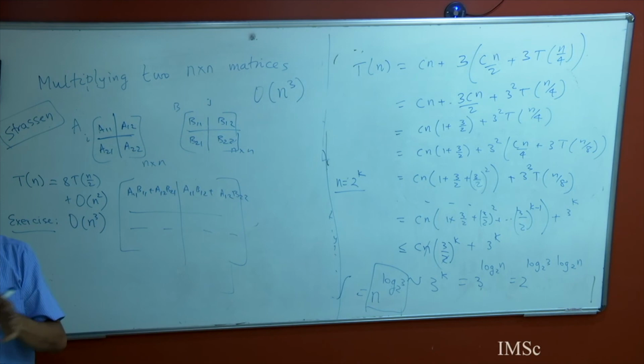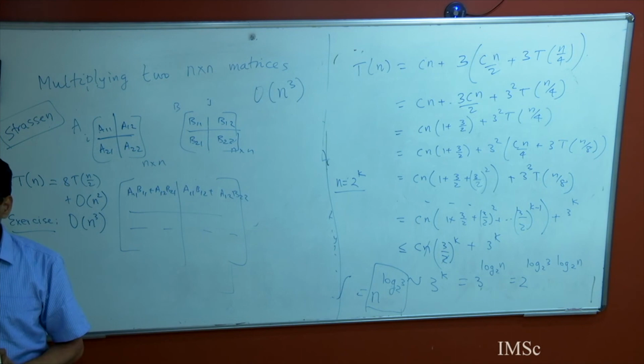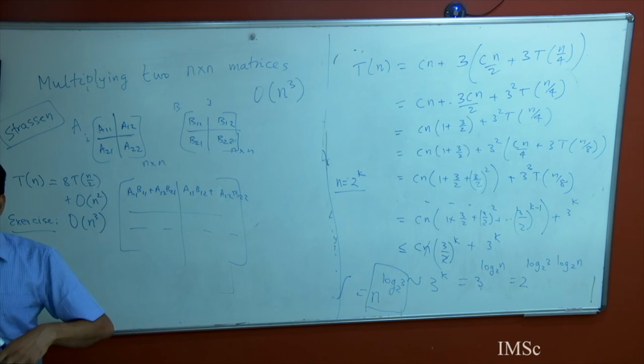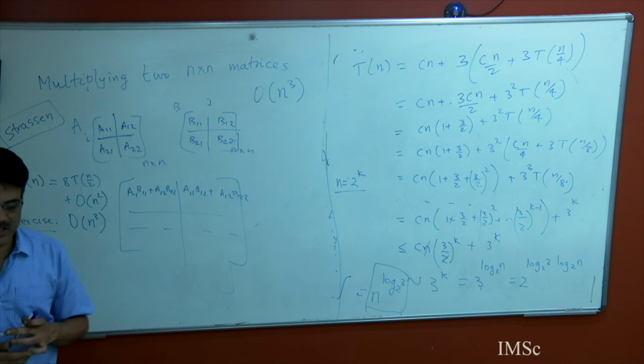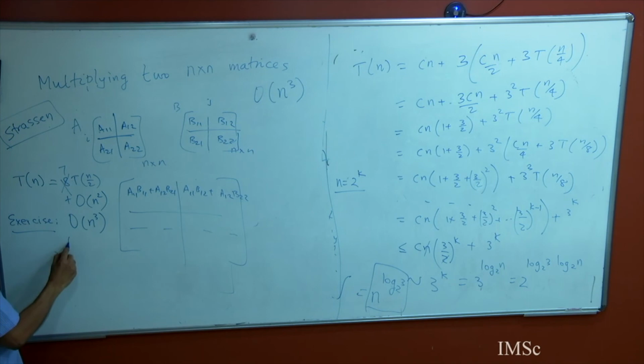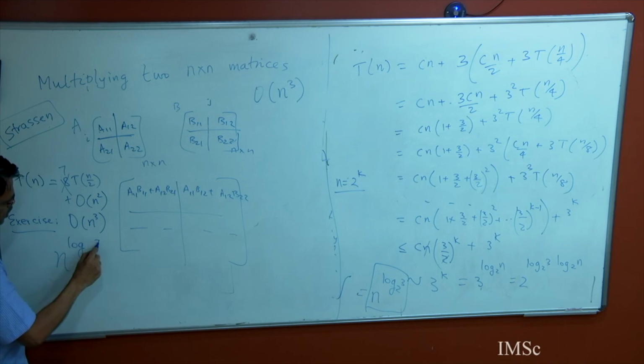It's actually there in Kleinberg's book. There is a whole one page of what are the products you look at, you know, compute this product, and then add this and this and subtract that and all that. Overall, it turns out 7 was enough, and that improved the running time to n to the power log 7 base 2, similar to log 8 base 2 being 3, which is something like 2.81 or something.